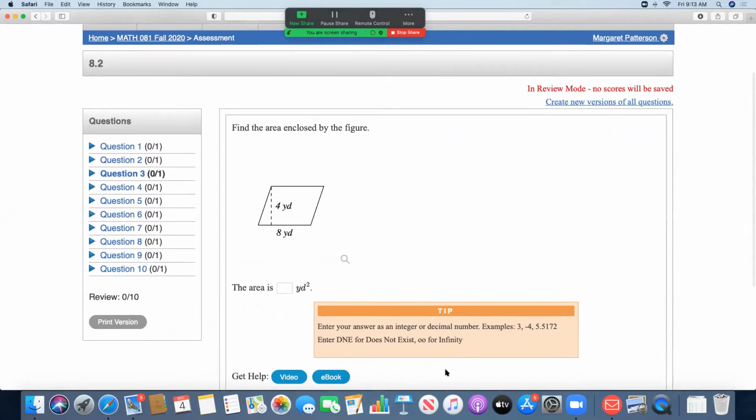So I think we went through all the questions. Basically, this boils down to a rectangle because the little triangle on the left could be moved over to the little triangle on the right, and then it would be 8 by 4, which is 32. And again, they put in the unit for you, square yards.